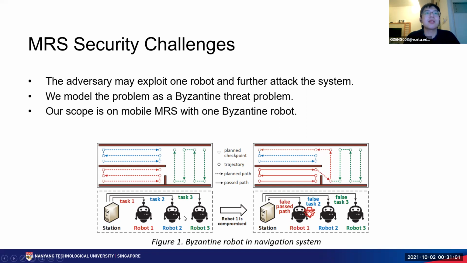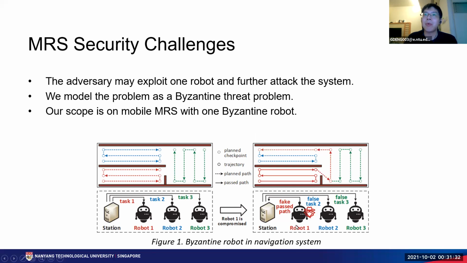In the navigation system, 3 robots are working together to visit a series of waypoints predefined by the ground control station. So these paths are calculated by the station based on the status of the 3 robots. However, if one robot is malicious, it can send the false information to the station. And as a result, the path for the other 2 robots will also be changed.